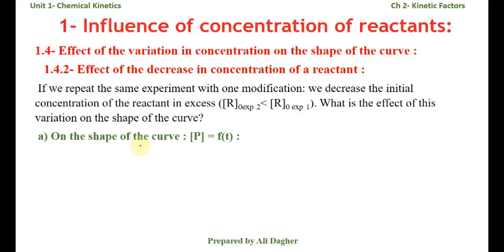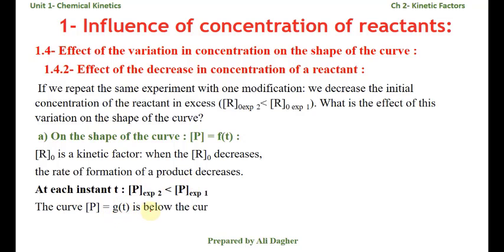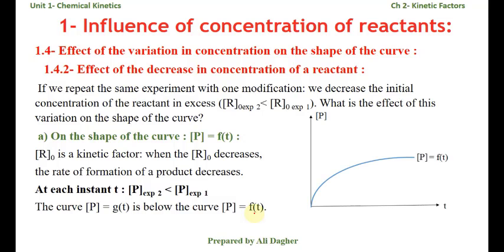First, on the shape of the curve concentration of product equal Ft. Same justification, initial concentration of reactant is a kinetic factor. When the initial concentration decreases, the rate of formation of product decreases. That means at each instant, the concentration of product in experiment 2 is less than that in experiment 1, so that the new curve concentration of product equal Gt is below the curve concentration of product equal Ft. On the graph, this is the curve concentration of product equal Ft. This is the maximum limit. The new curve is below the old one.